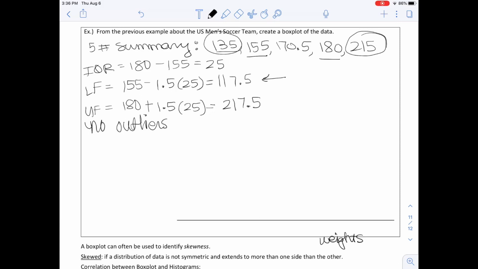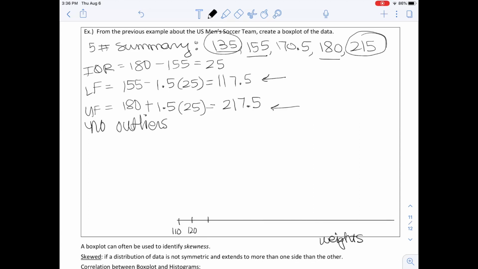The smallest value that I have that I need to include in my box plot is going to be my lower fence, and the largest value is going to be my upper fence. So I need to go from about 117 to about 218. So I'm going to start at 110. And I'm just going to count by tens.